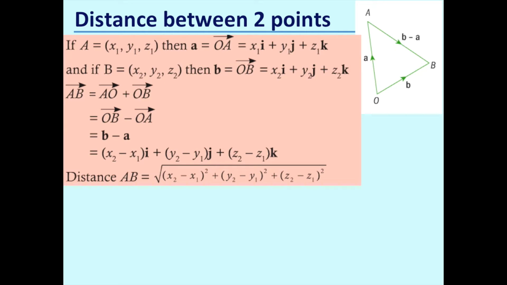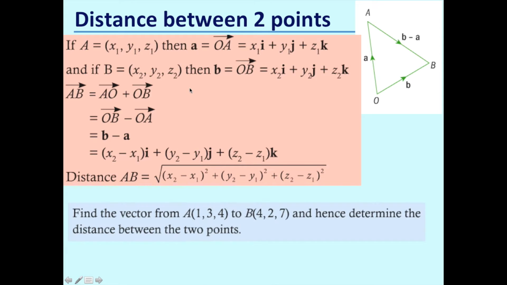Distance between 2 points then. Building on what we've looked at earlier, we should be able to use Pythagoras here to find the distance between 2 points. So if we have a vector from A at the point 1, 3, 4 to B at the point 4, 2, 7, what is the distance between the 2 points? Just have a go at this and then we'll follow it through together.